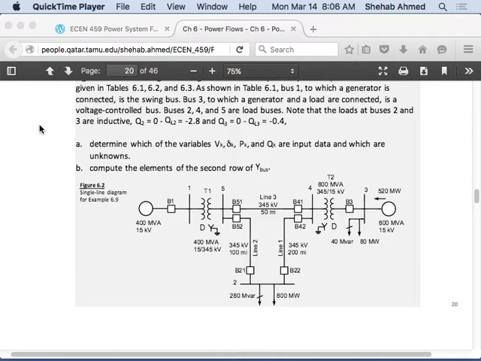So what is the order of the admittance matrix? What is the size of the admittance matrix? Exactly. So the admittance matrix is the same size. It's a square matrix, symmetric, and it's the same size as the number of nodes that you have in the system, right? So that's what we did last time.